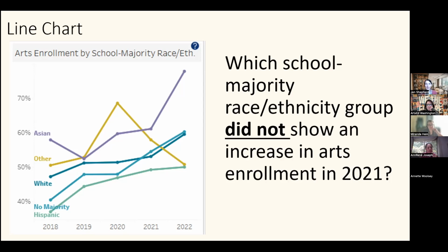You'll need to locate 2021. You'll need to figure out, how do I know if it has increased or not? And then you need to find the group that did not show that increase. Anybody have a guess?